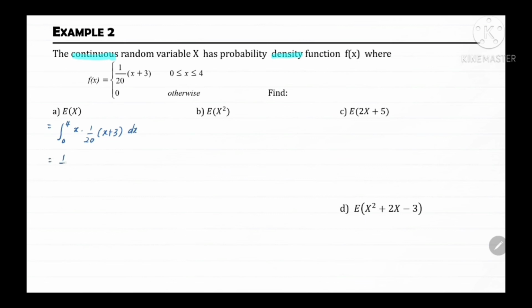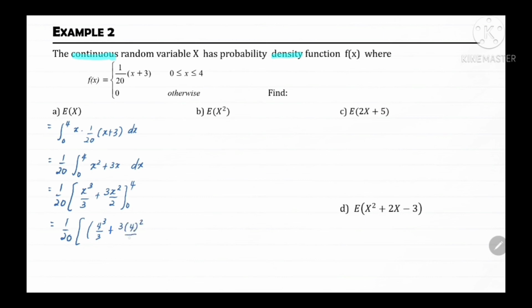So the constant goes outside, and we have x squared plus 3x dx. Simplify the function: 1 over 20 integrate from 0 to 4. Then substitute: 4 cubed divided by 3 plus 3 times 4 squared divided by 2, minus 0, equal to 34 over 15.